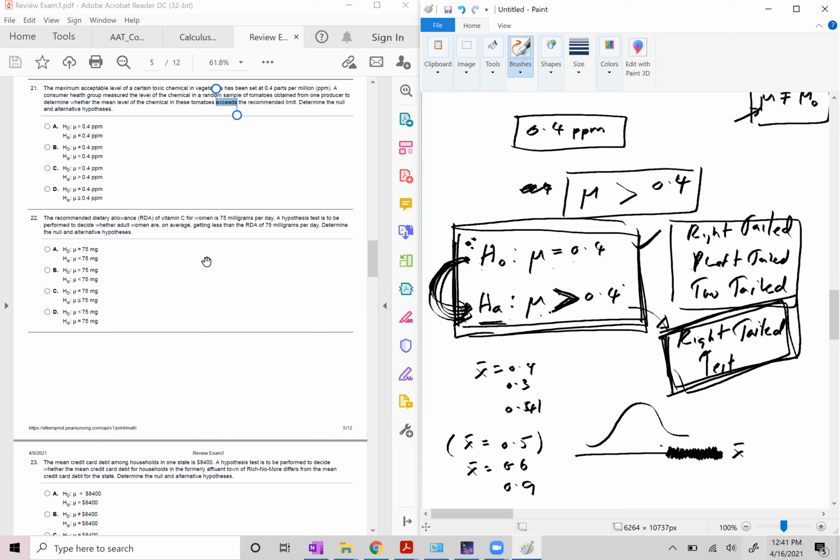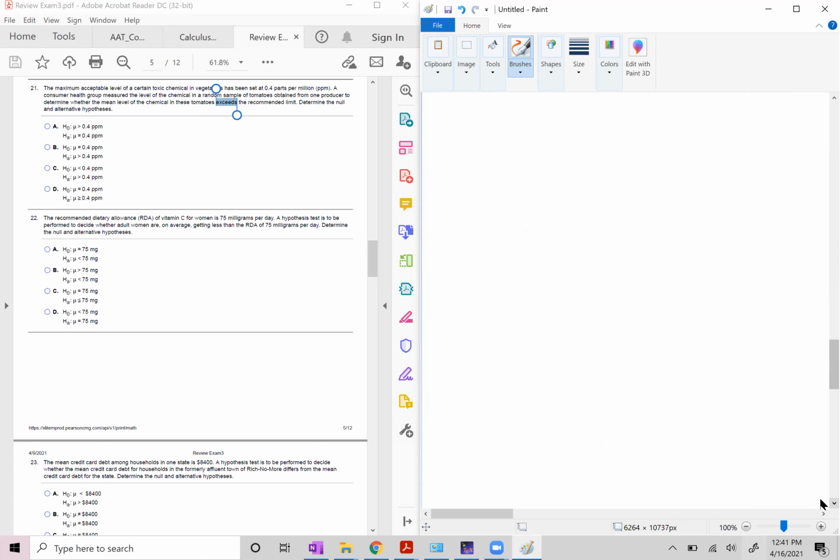Okay, so once we write this null and the alternative, we have the answer. The null is this, alternative is this, so the answer is going to be B. Okay, question number 21, answer B. Okay, question number 22.